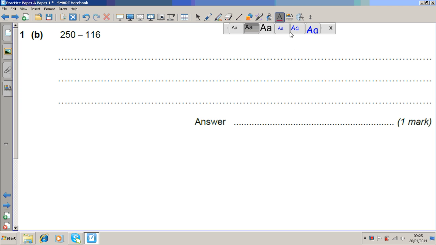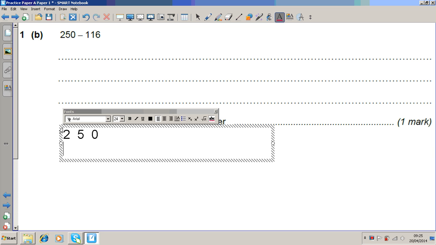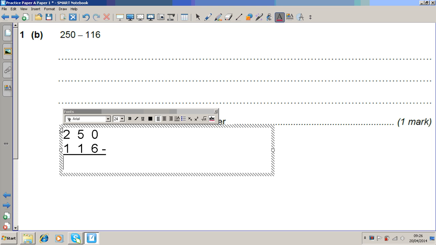250 minus 116. Again, I'm sure a lot of you will use column method. So to do that, well, 0 take 6 we can't do, so we have to borrow. So we take that down 1 and make that 10. 10 take 6 is 4. 4 take 1 is 3. And 2 take 1 is 1. So your answer is 134.